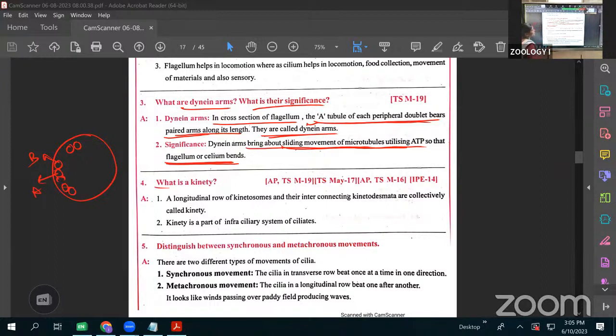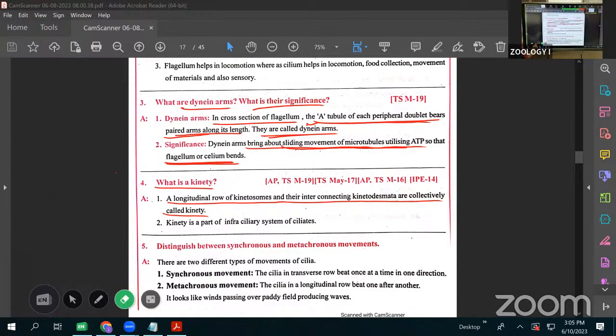Next is the kinety. A kinety is a longitudinal row of kinetosomes and their interconnecting kinetodesmata, collectively called a kinety. For example, inside the paramecium the infraciliary system and kinety are present. The kinetosomes are where the cilia arise, and the kinetosomes are connected with the kinetodesmata.